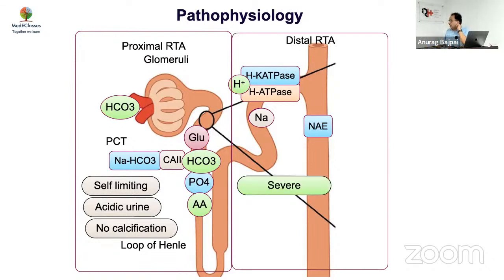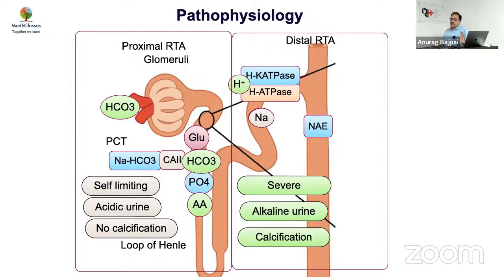Now, distal RTA is a severe problem. The problem here is that you are not able to excrete protons. If you can't excrete protons, they will keep on accumulating. So that's why it's more severe. You will have alkaline urine and there will be calcification. This is a simple dichotomous variation, but as said, exceptions and confusion will happen in that regard.